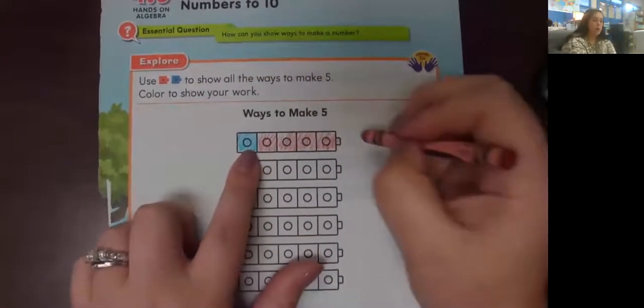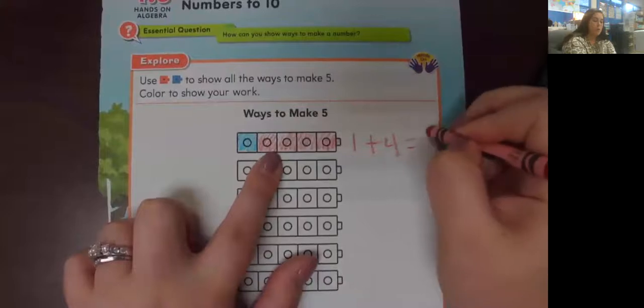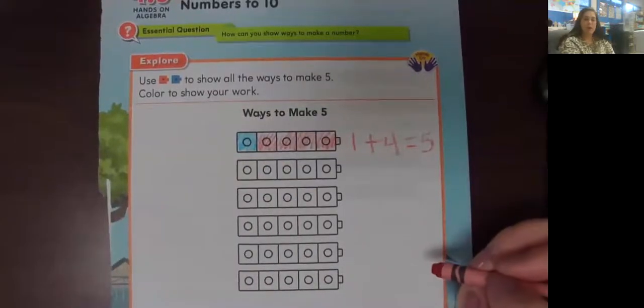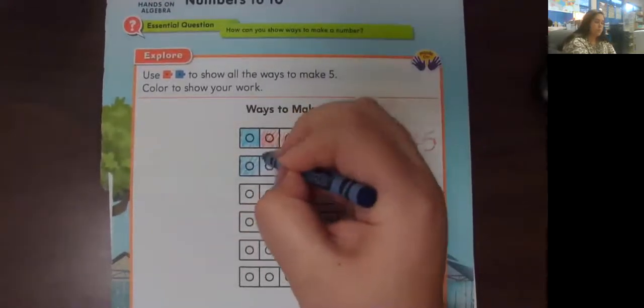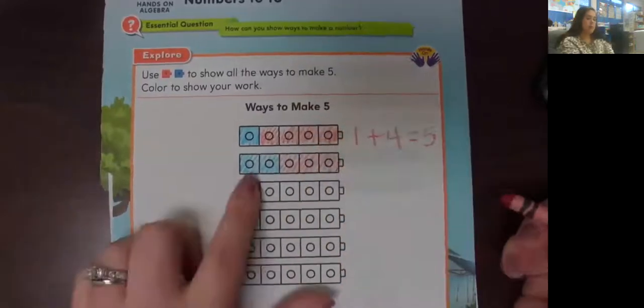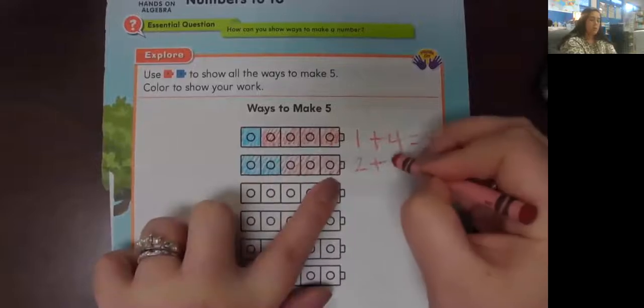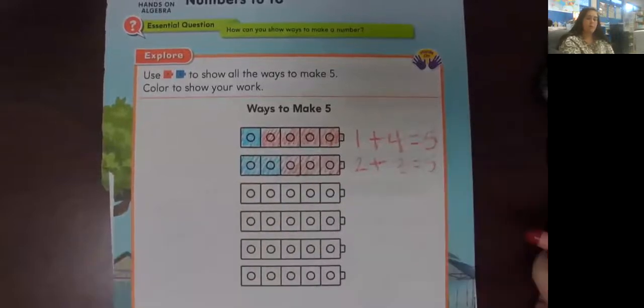Okay, so now we have 1 plus 4 equals 5. You see how we did that? It's still 5. The next one, we're going to do 2 blue and the rest red. So now we have 2 plus 3 equals 5. All these different ways to make 5.